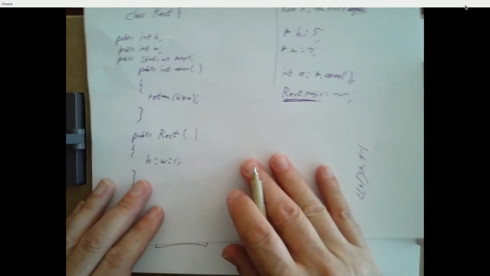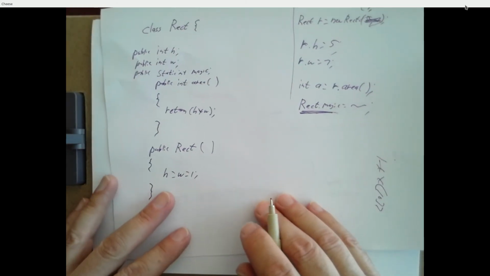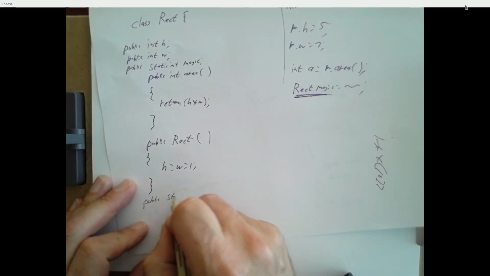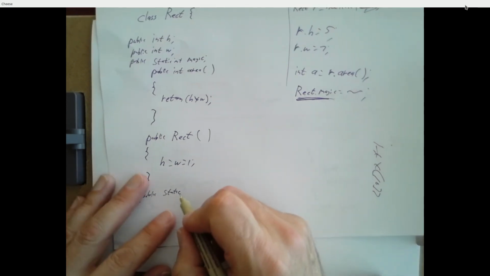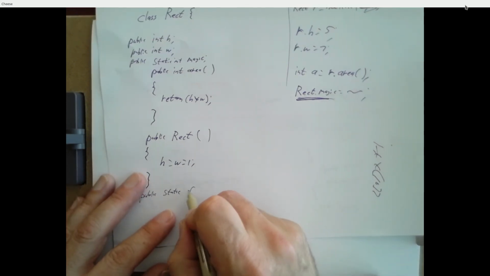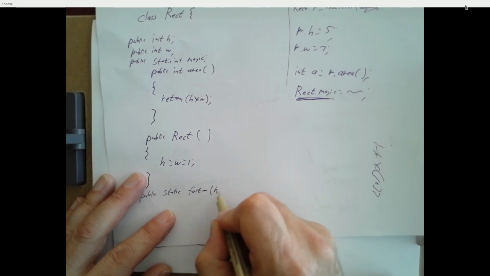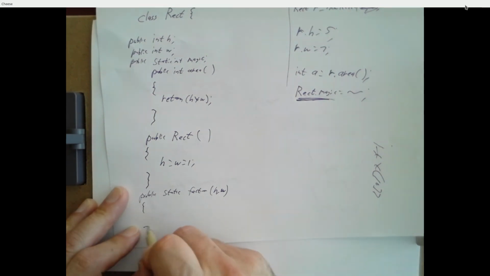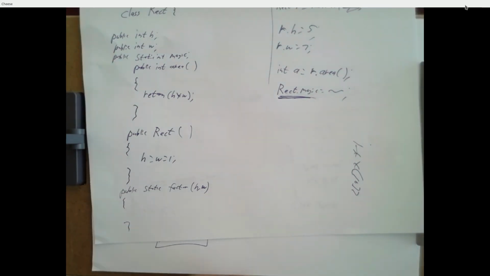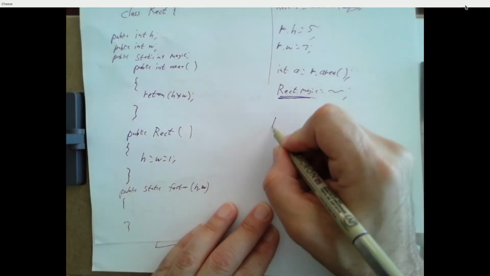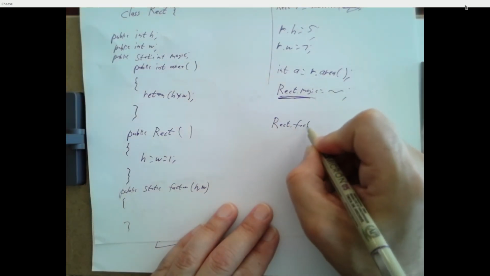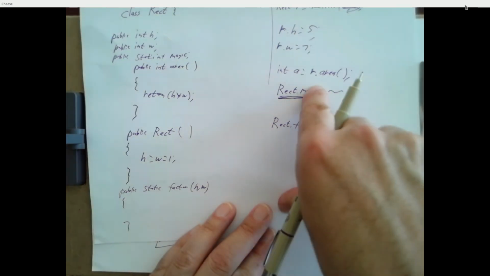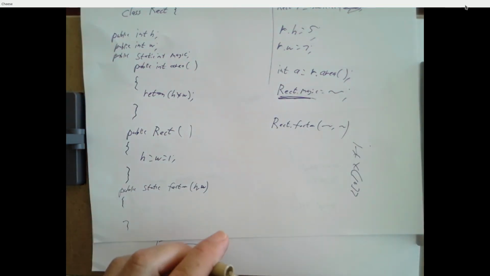And then the same thing with methods. So if you do public static factor h comma w, where you want to know the squareness factor of it or something like that. So you could say rect dot factor and pass it your arguments, as opposed to doing it off of an instance of the object. So that's a static method.